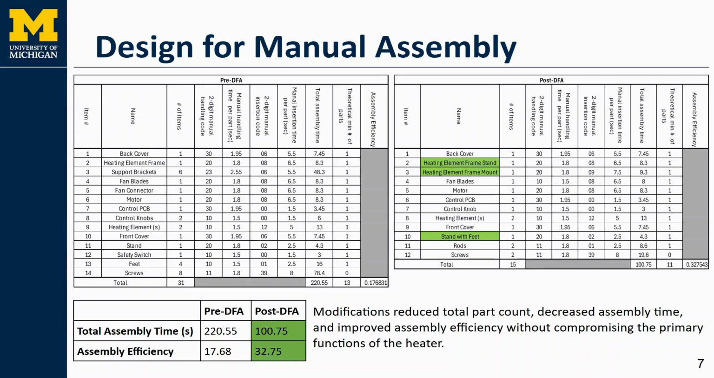Other changes, such as adding snap-fit connections to the front and back cover and combining the fan blade and connecting it to one part, further contributed to improving the manual assembly time and assembly efficiency. These changes led to a reduced manual assembly time of 100 seconds and an assembly efficiency of 32%. Even with these drastic improvements to the assembly of the product, the reduced part count and improved manufacturing cost were achieved without compromising the primary functions of the heater.